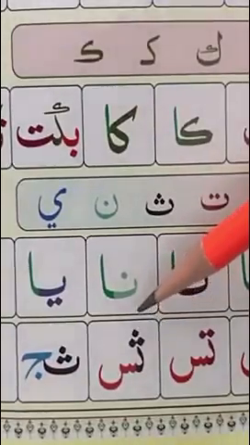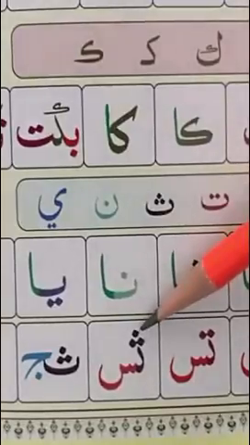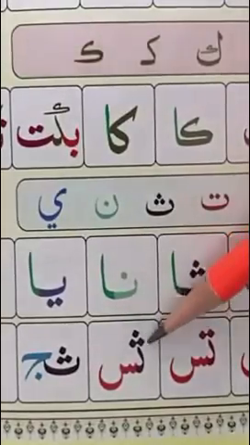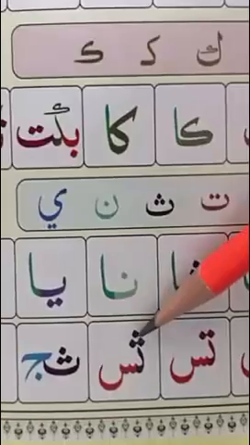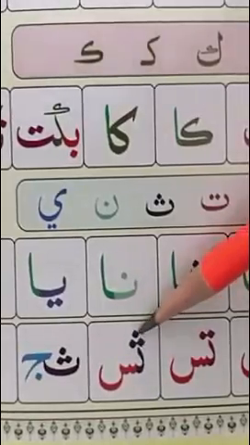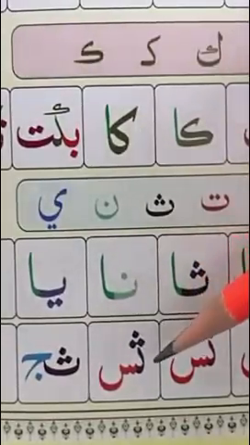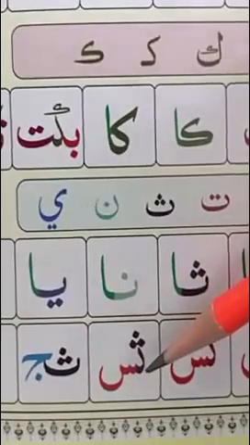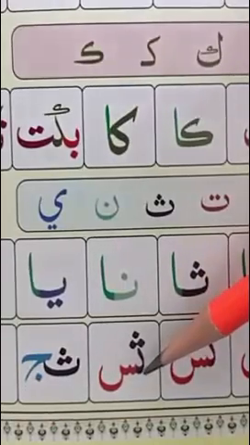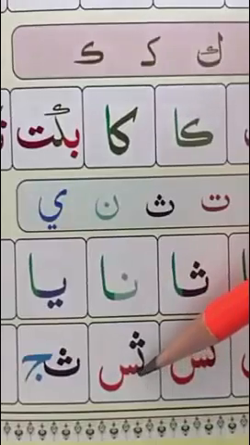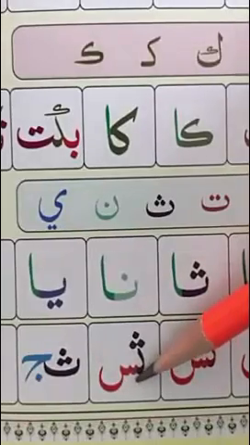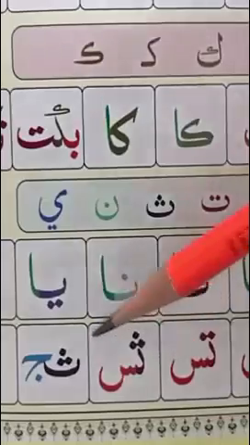When the tip of the tongue touches the lower part of the upper front teeth, then Tha is pronounced. No whistling sound. And when the tip of the tongue touches the root of the lower front teeth with a little gap, then Seen is pronounced. Okay? Seen. Tha.